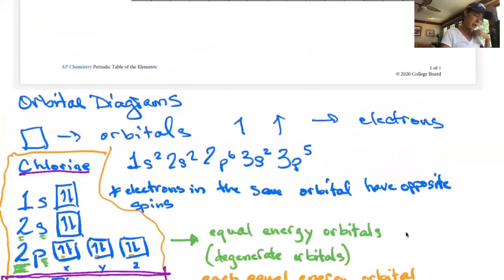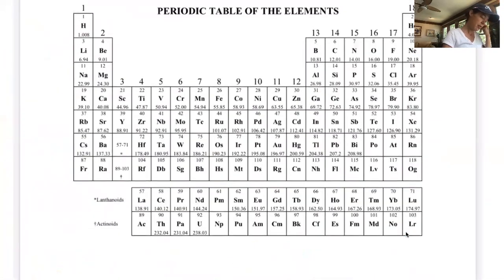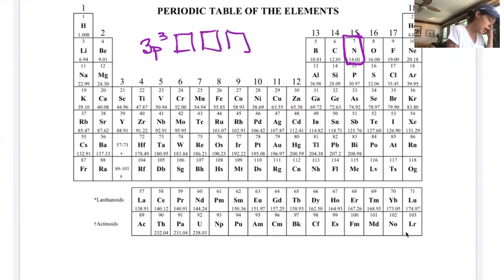It's important to realize that you can identify based off the periodic table who's going to have 3 half-filled orbitals. That would be nitrogen here. Right? He's got 3 half-filled orbitals because we know he ends in 3p3. So you need to visualize that in your head as 1, 2, 3, right? Those are my arrows, guys. So I see that there's actually 3 half-filled orbitals.